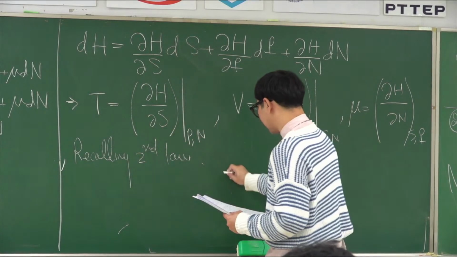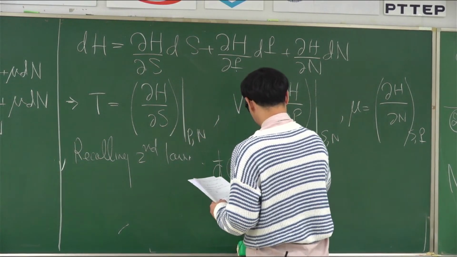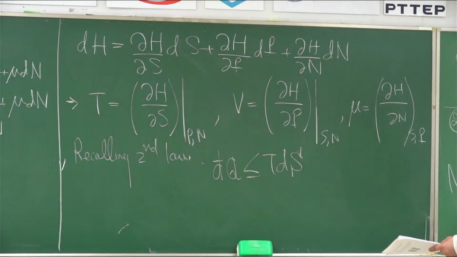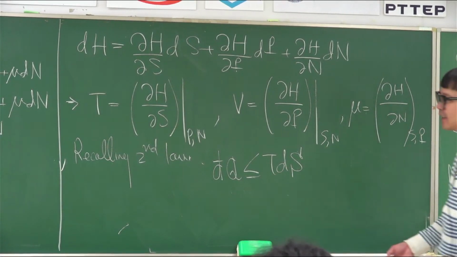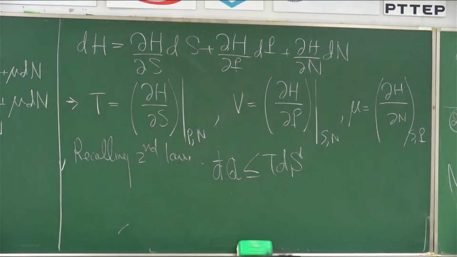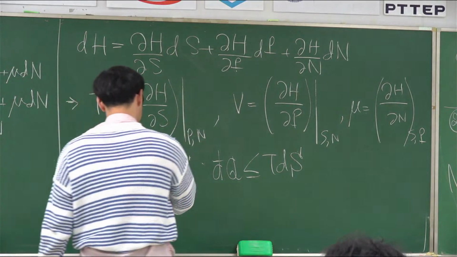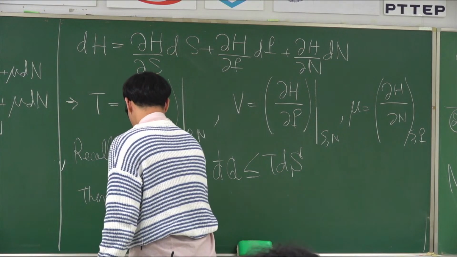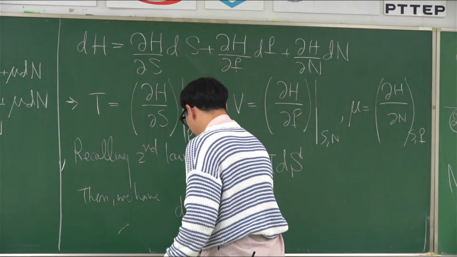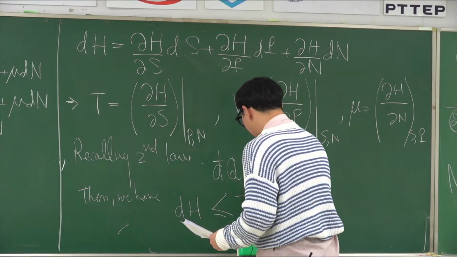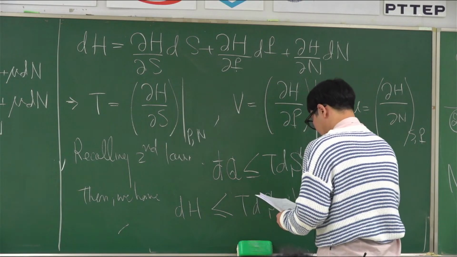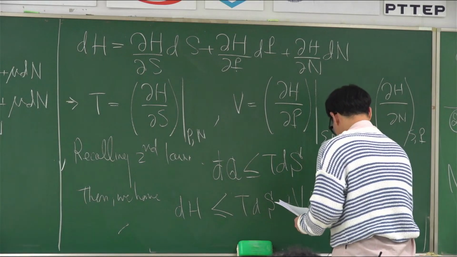Okay. So again, I recall the second law. Okay. Then I do more or less the same trick. You can see that here we have TdS, right? So then what I'm going to have, I'm not going to do it for you. I think you can do it yourself. You're going to have this inequality out. Okay.